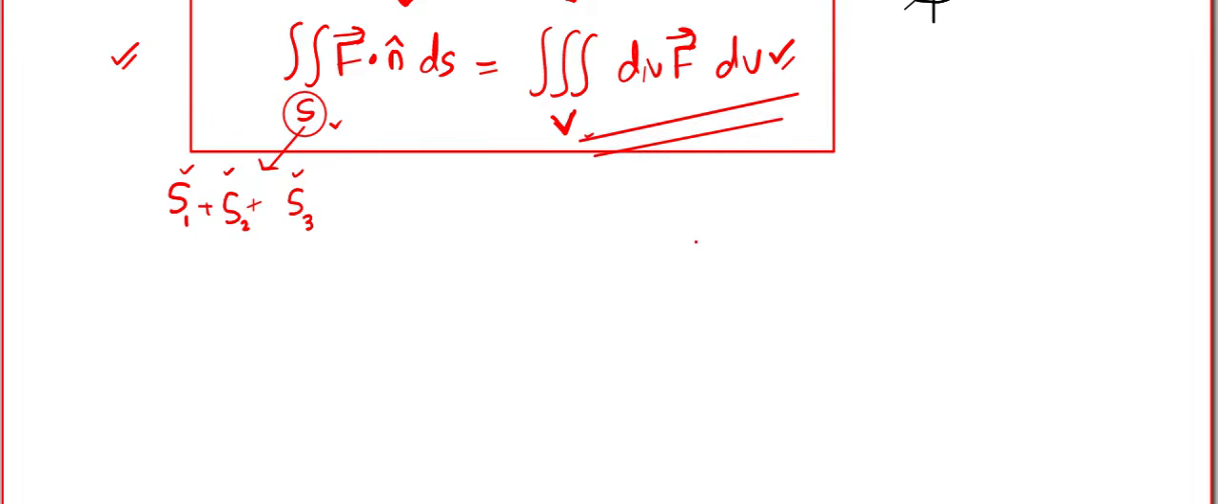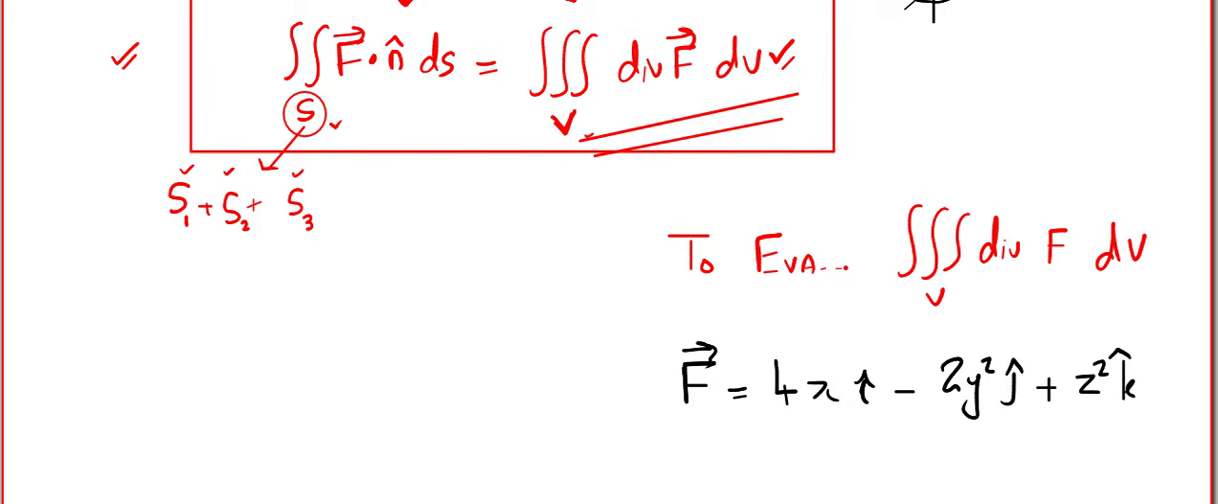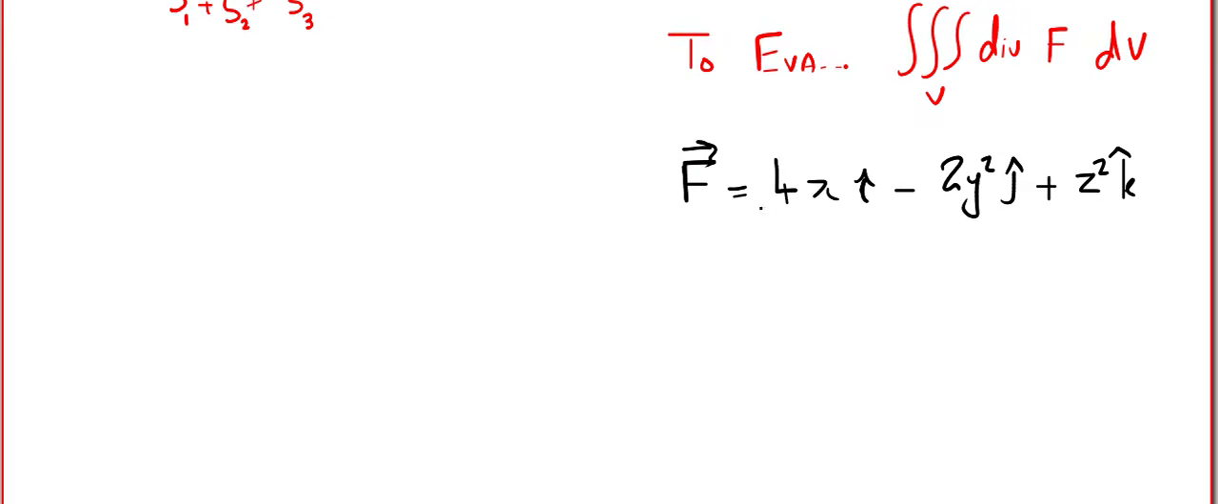So I'm going to write: to evaluate the triple integral over V of the divergence of F dV. So what is F? F is 4x i minus 2y squared j plus z squared k. I hope you remember divergence from your second semester.